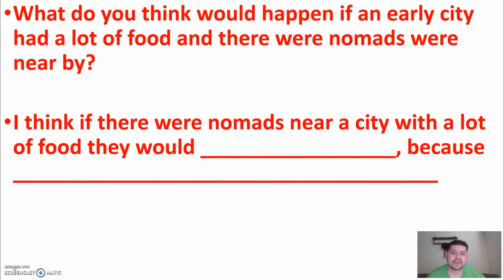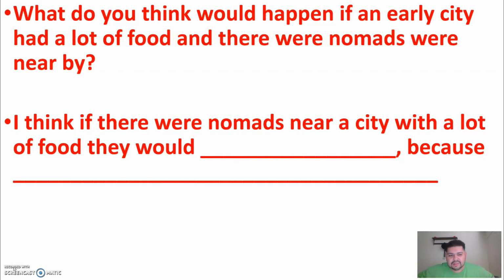All right. So now here is your final question. What do you think would happen if an early city had a lot of food and there were nomads nearby? Remember, nomads traveled in groups. What do you think would happen? Let your imagination run a little bit wild on this one. Think about it and then write. There's a writing prompt on the bottom.